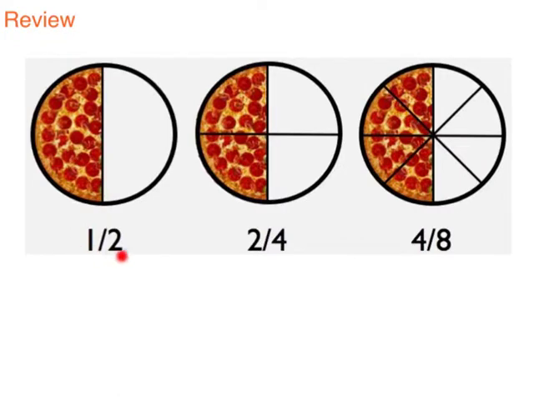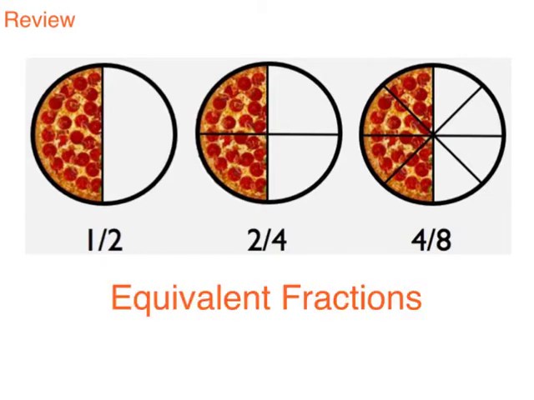On the left-hand side here, we have 1/2 of a pizza, 1 out of 2 pieces. And on the right side here, we have 4/8 of a pizza, which means we have 4 pieces out of a whole pizza of 8 pieces. These fractions we call equivalent fractions because they all show the exact same amount. If you had the choice of eating 1/2 or 2/4 or 4/8 of a pizza, you probably wouldn't care which one you got because they all show the exact same amount.